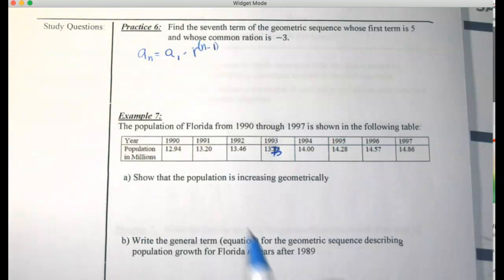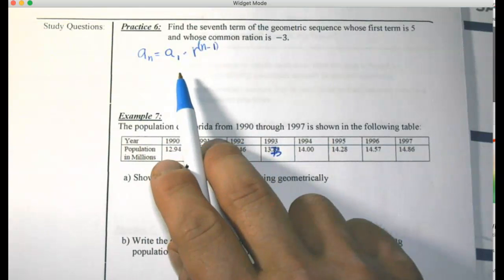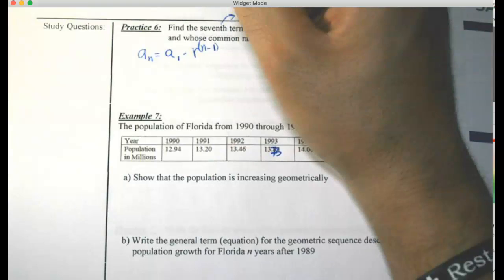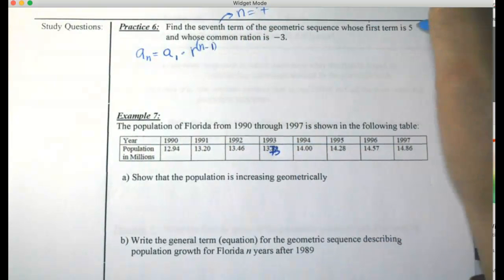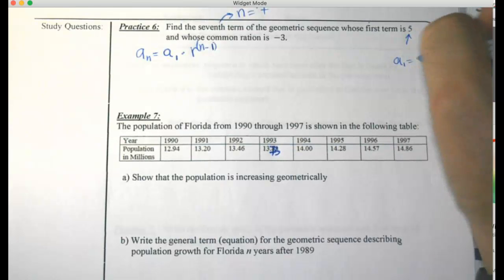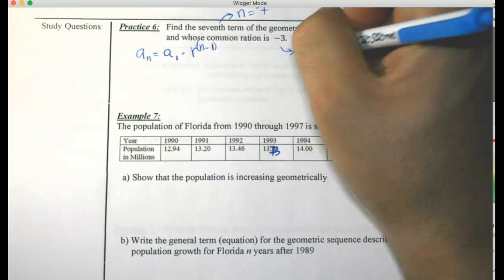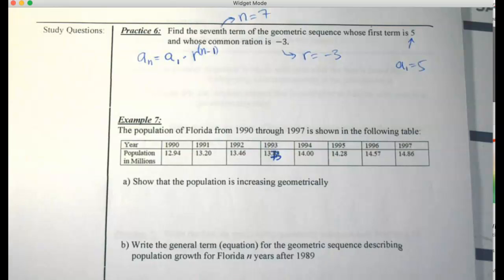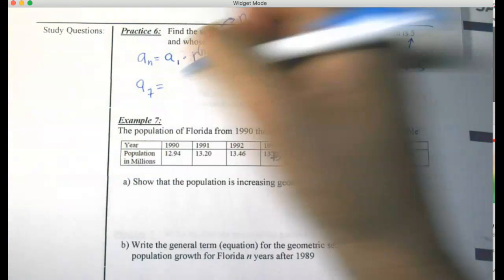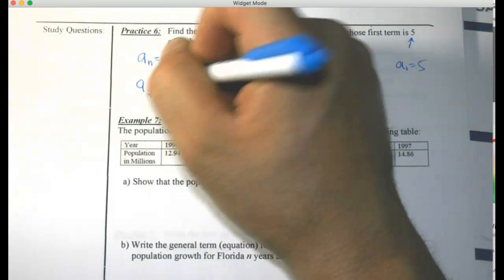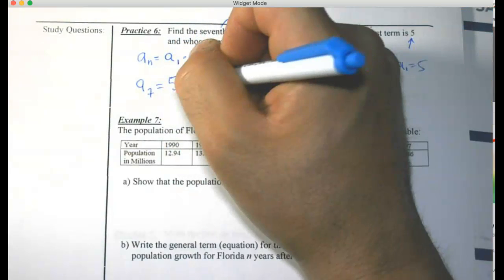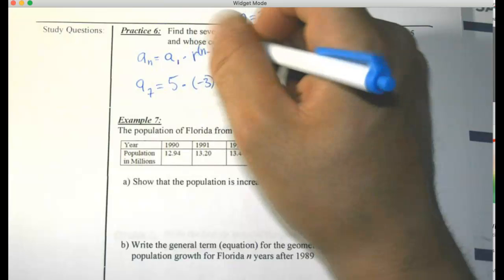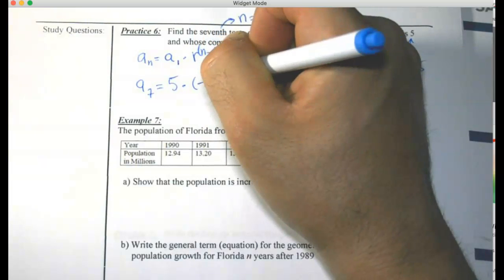So I went ahead and copied the formula onto the next problem. So same thing on this one, right? I'm being asked to find a specific term, the 7th term. So n equals 7. First term is 5, so a sub 1 is 5, and the common ratio r is -3, right? So I have all these values I can plug in. Trying to find the 7th term, a sub 7 equals a sub 1, so 5 times the common ratio -3 to the power of 7 minus 1, right? n minus 1 is 7 minus 1, so 6.